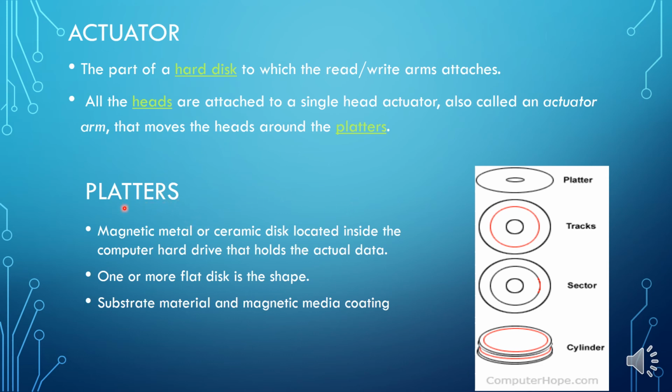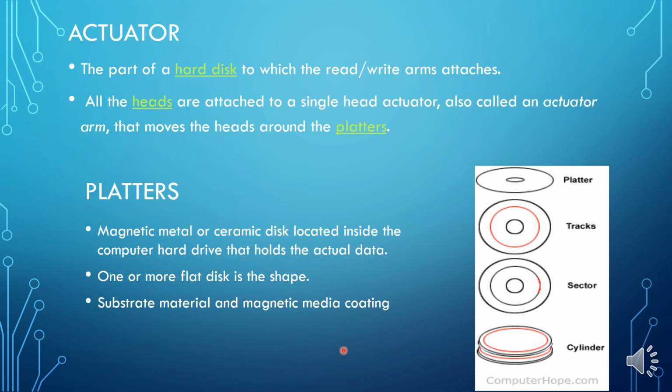So now platters. A magnetic metal or ceramic disc located inside the computer hard drive that holds the actual data is known as platter. Platter, you can see in this figure, it is the shape of CD, or you can say DVD, and it is made up of two kinds of material, that is substrate material and magnetic media coating. Substrate material keeps the platter rigid, and you can say strong, and it forms the bulk of platters, while magnetic media is useful for actually holding the magnetic impulse.